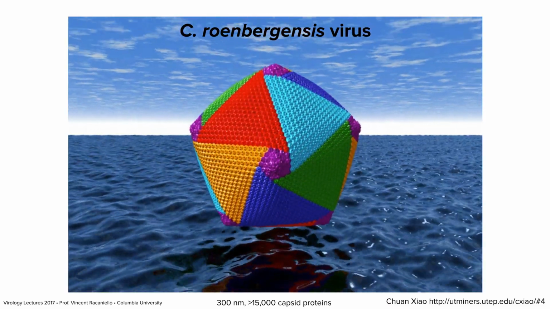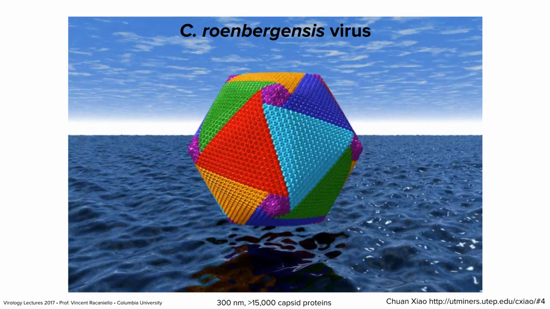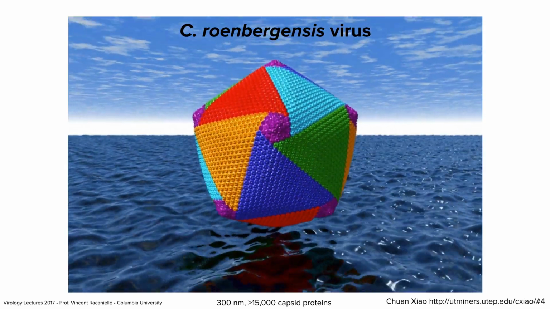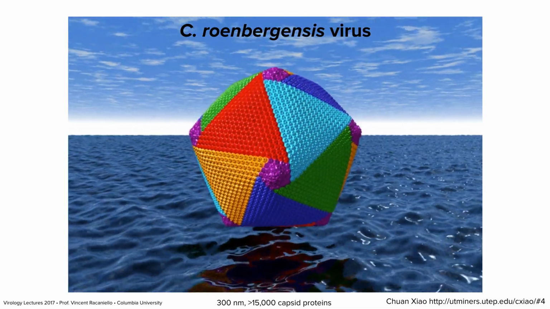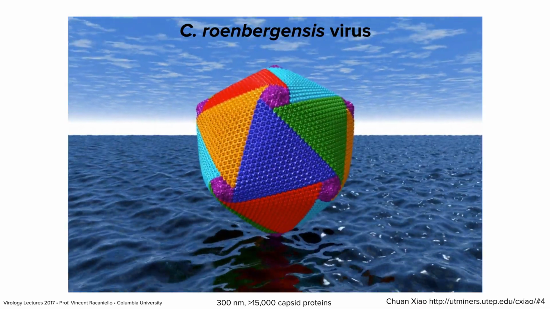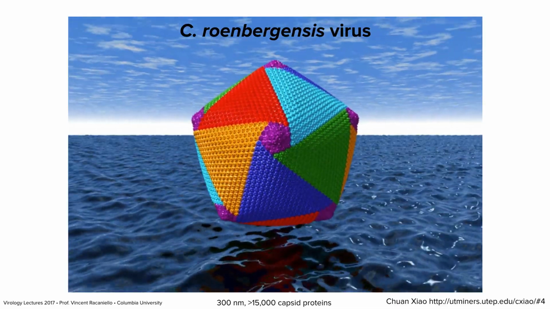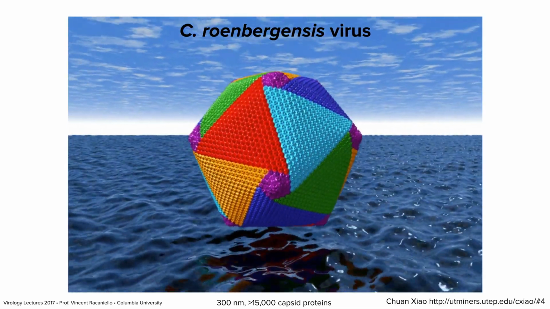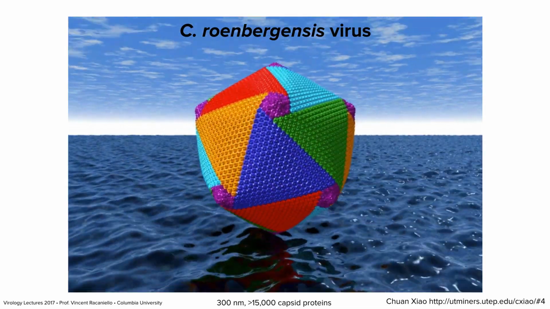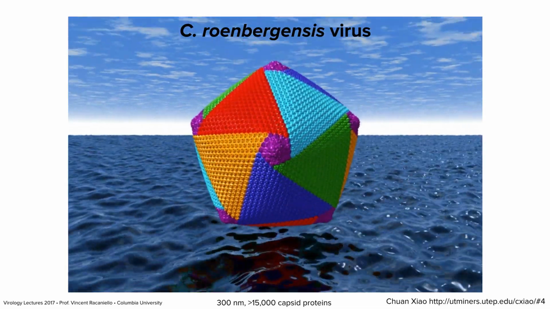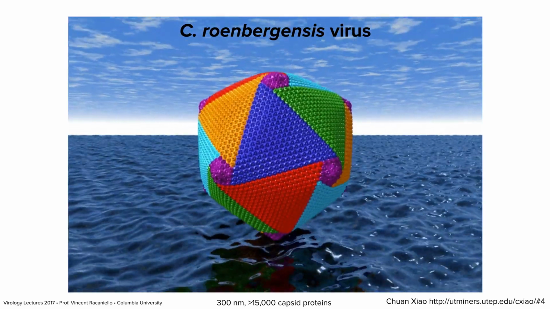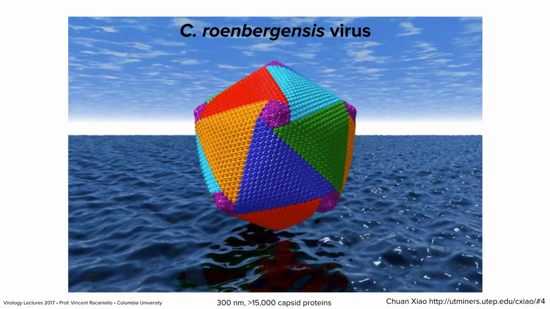Cafeteria roenbergensis virus. This is 300 nanometers in diameter, over 15,000 capsid proteins. This is done in the lab of Chun Xiao at the University of Texas, El Paso. He hasn't yet published this. It's taken him years to figure it out because it's so big. And he told me initially, when he would load all the atoms on his computer, it would crash routinely because it couldn't handle it. Now, of course, computing is much better.